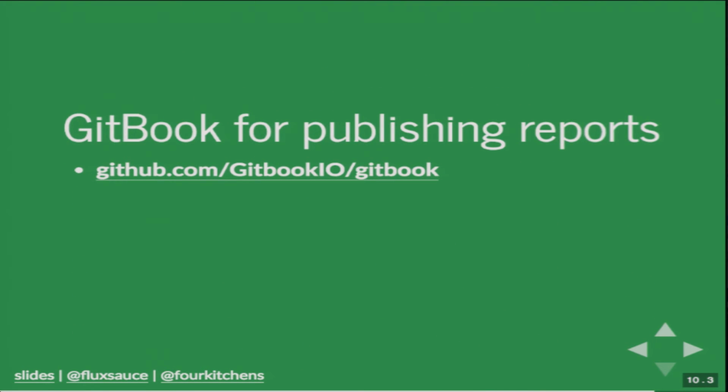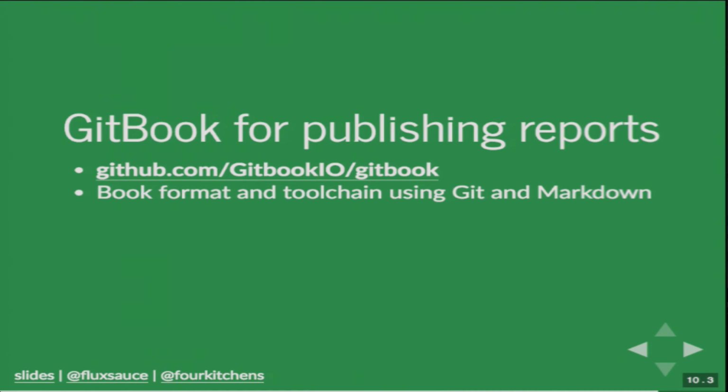A tool that is useful for publishing large structured reports that have a lot of text that I recommend is using GitBook. It's available at gitbook.io. It's also a commercial product, but it has a standalone open source Node.js based version that you can install locally. It's a book format and a tool chain for using Git and Markdown for generating structured reports. It'll generate HTML. It'll generate PDFs, which, especially for delivering a report, it's nice to be able to hand someone just one standalone file.